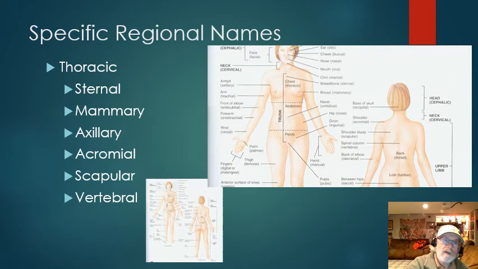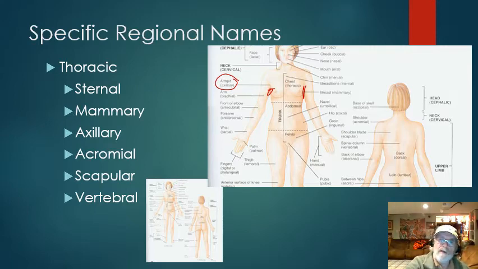Okay, that's sternal. Mammary is obviously the area around the breast. The breast area would be called the mammary region. Mammogram, that should be easy to figure out. You wouldn't have to worry about that too much. Axillary means armpit. So the armpit region is called the axillary region. Okay.